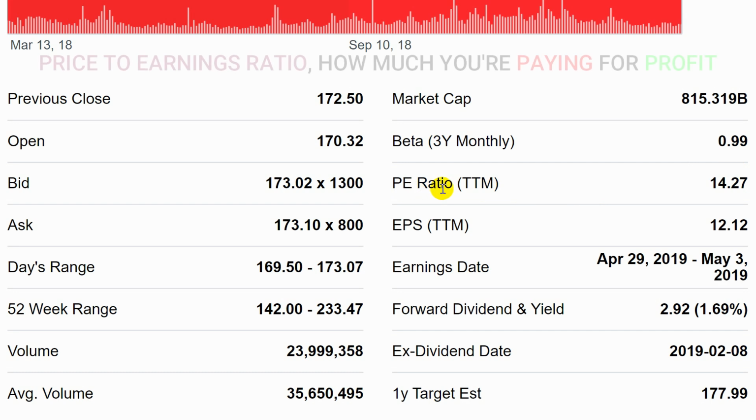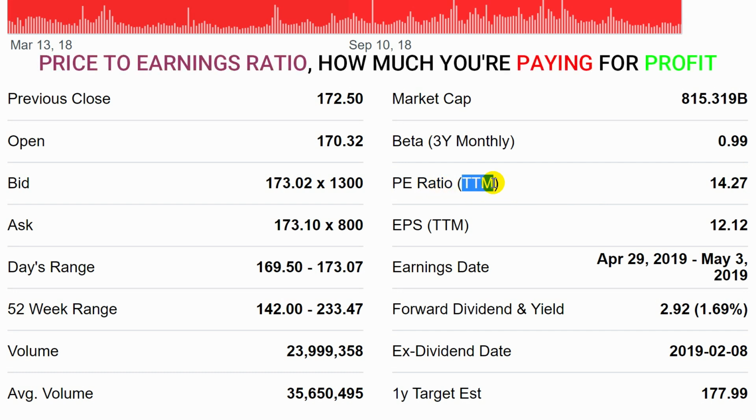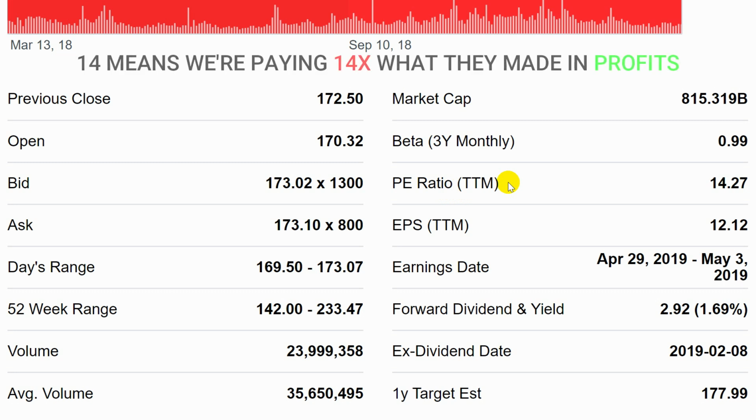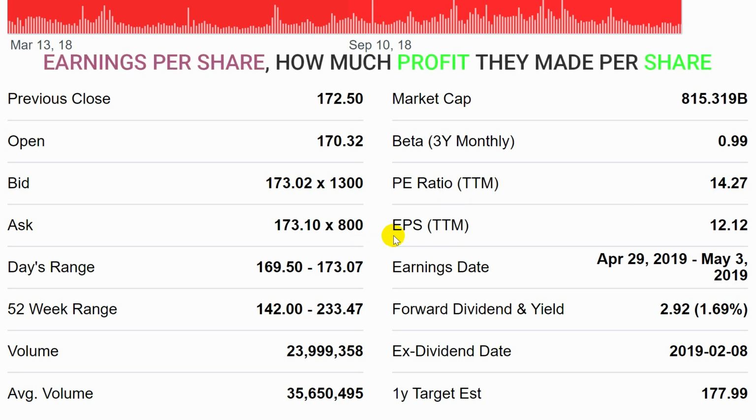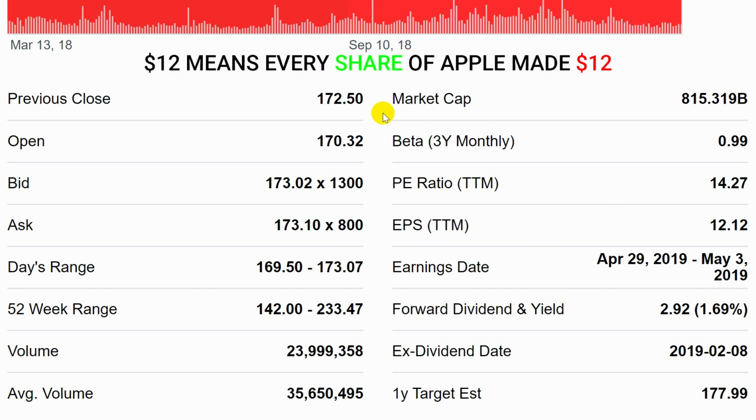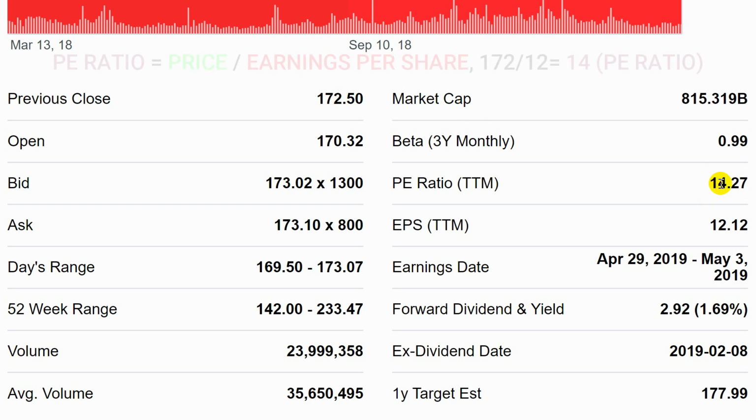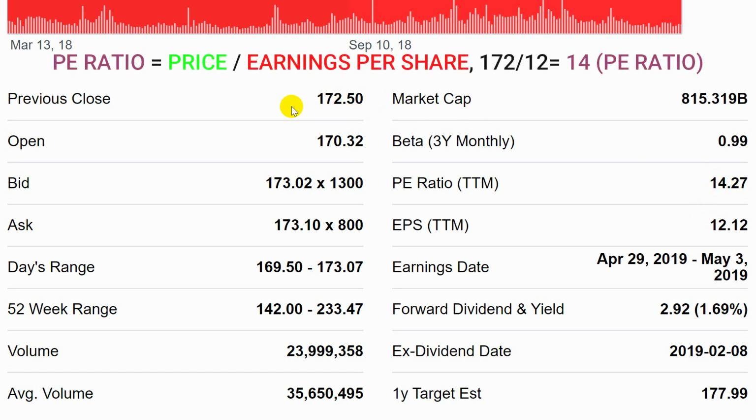The PE ratio is a very important number. TTM means trailing 12 months, or 1 year. This tells you the profit of a company. A PE ratio of 14 means for every dollar Apple made, we're paying $14 for their stock. Basically, it tells you how much profit a company made. To calculate this number, we need the EPS, or the earnings per share, also the average of 1 year. The earnings per share is $12. This means for every share of Apple at $172, they made $12 of profits. There's about 14 times $12 in 172, which means we're paying 14 times what they made in profits.